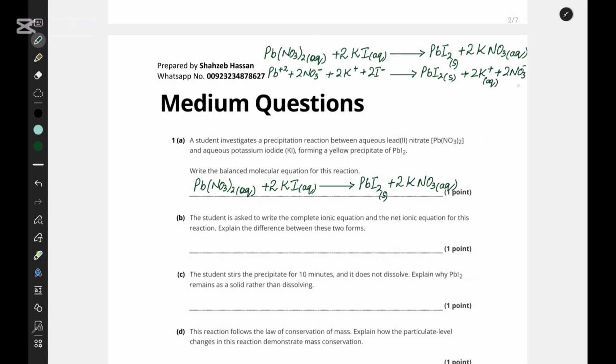Those are in aqueous form. So the same ions are going to be cancelled from both sides, the 2 nitrate and 2 potassium, and the remaining is going to be Pb2+ in aqueous form plus 2I minus in aqueous form, and they are going to form PbI2 in solid form.